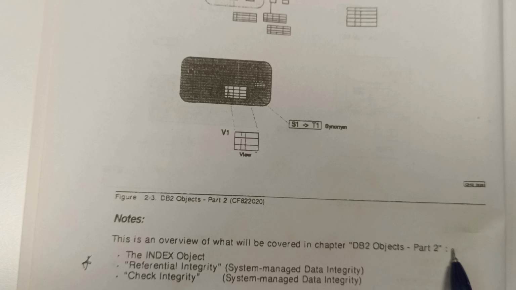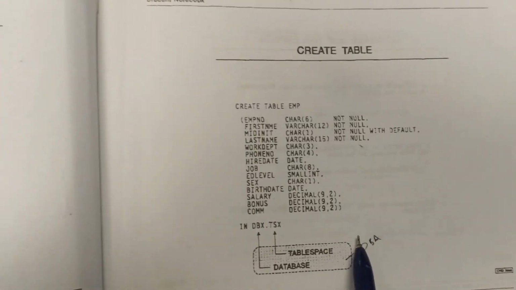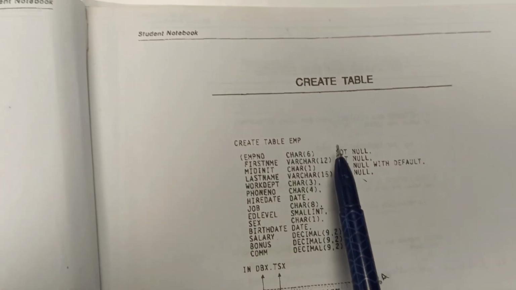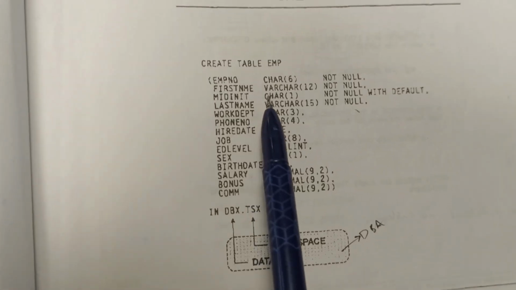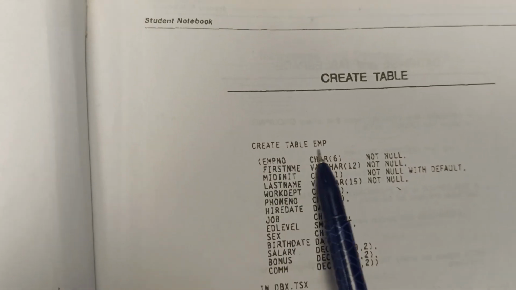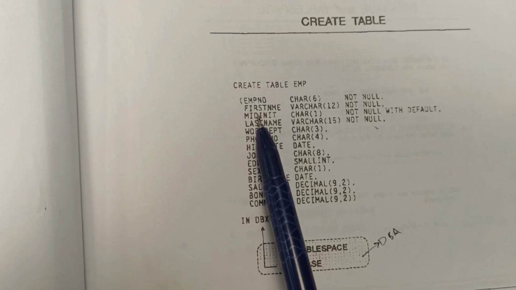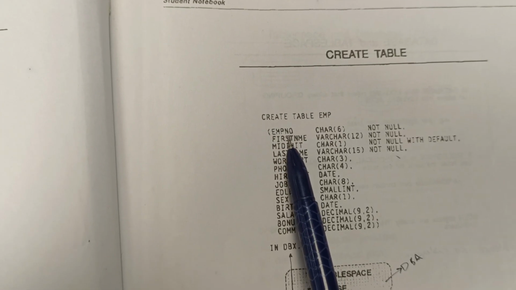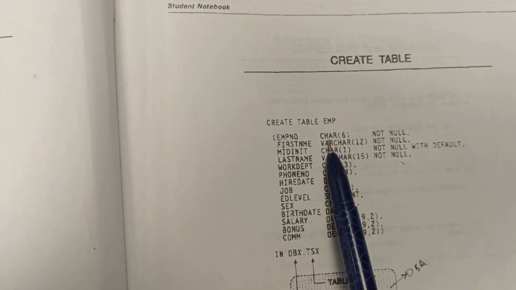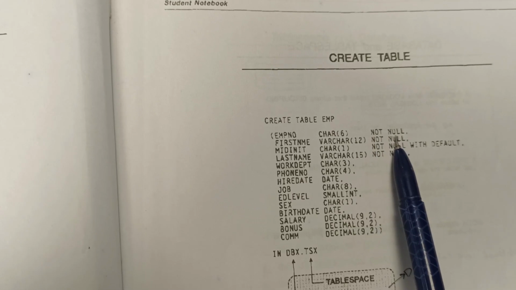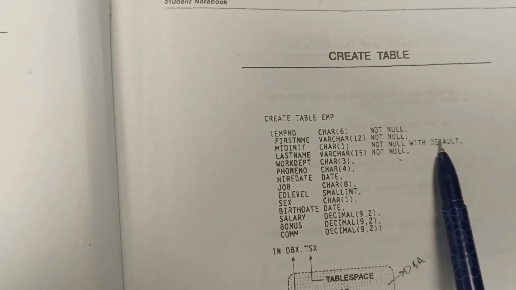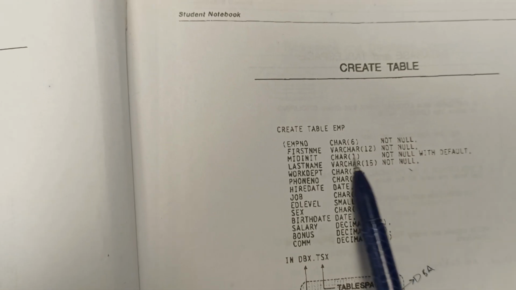These are sample syntaxes for how to create a table. You can see the syntax: create table, table name. What is the table name here? Employee number. While creating each table we have a table name, then the column name, what the data type for the column is, and whether it is not null, or not null with default, along with the check constraint name.